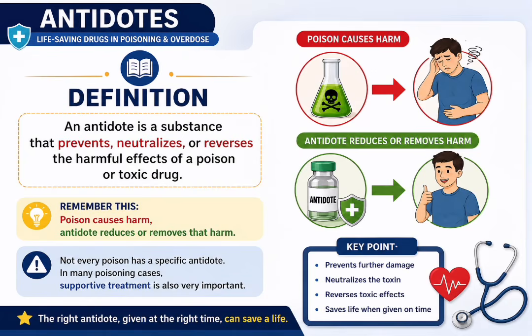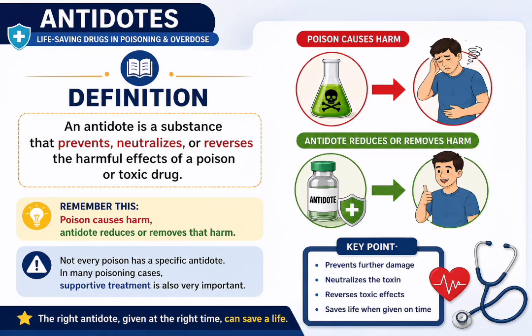Definition: an antidote is a substance that prevents, neutralizes, or reverses the harmful effects of a poison or toxic drug. In simple words, an antidote is a medicine that helps protect the body from the harmful effects of a poison. A simple way to remember this is poison causes harm, but an antidote reduces or removes that harm.